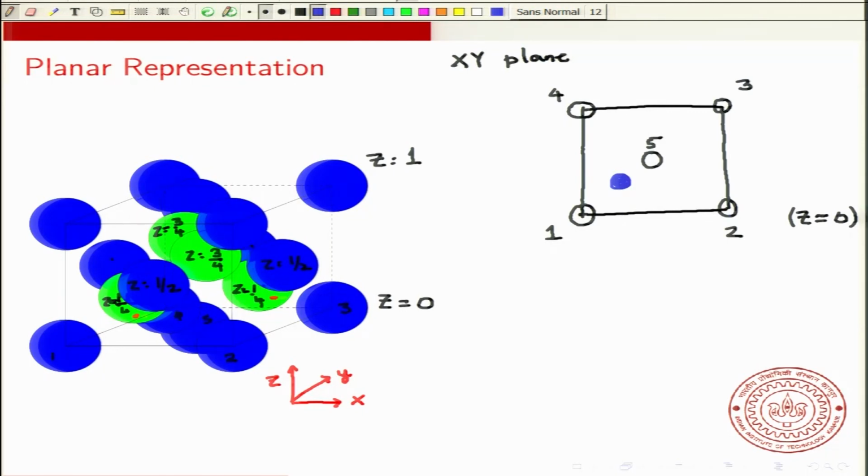So if 2 is at x equal to 1 and 5 is at x equal to half, clearly this is at x equal to 1/4. And similarly the other atom at z equal to 1/4 is located at x equal to 3 by 4, y equal to 3 by 4. So again let me label these atoms. Let me call this atom number 6 and atom number 7. Then these blue color atoms are located at z equal to 1 by 4.